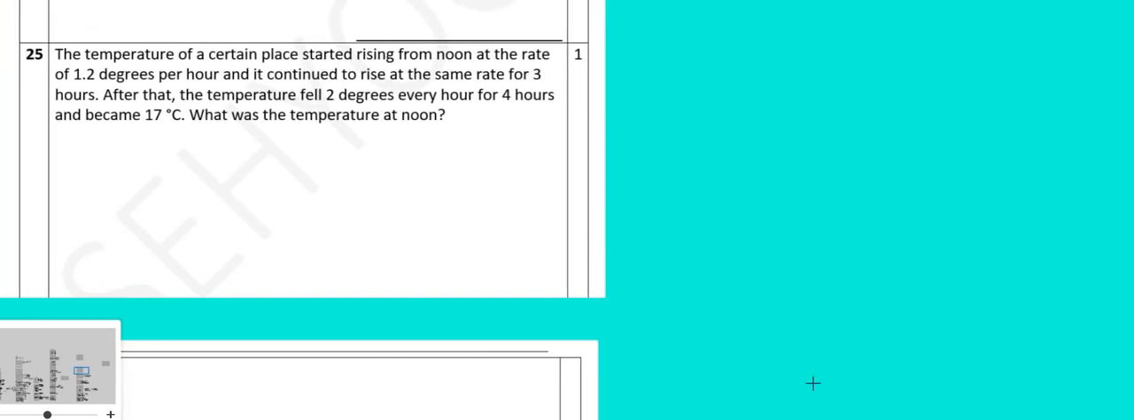So in order to solve this sum, what we need to do is, we'll have x plus 1.2 into 3 minus 2 into 4 is equal to 17. So after 4 hours it became 17 degrees Celsius. So this 17 came right here. It is 2 degrees every hour for 4 hours, so 2 multiplied by 4, and it was 1.2 degrees every hour for 3 hours. So what was the temperature at noon?